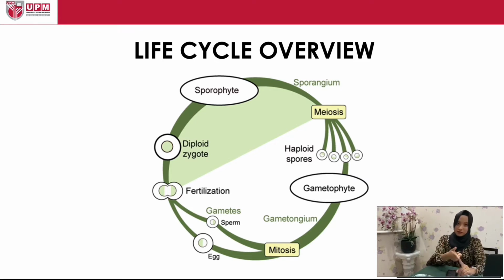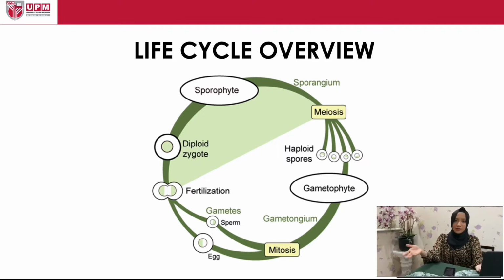Firstly, haploid microspores undergo mitosis to produce pollen grains, which are either wind-blown or carried by animals to the vicinity of the female gametophyte. Besides that, haploid megaspores will also undergo mitosis to become the female gametophyte. So what is the female gametophyte? The female gametophyte is basically an embryo sac within the ovule, which is within the ovary.